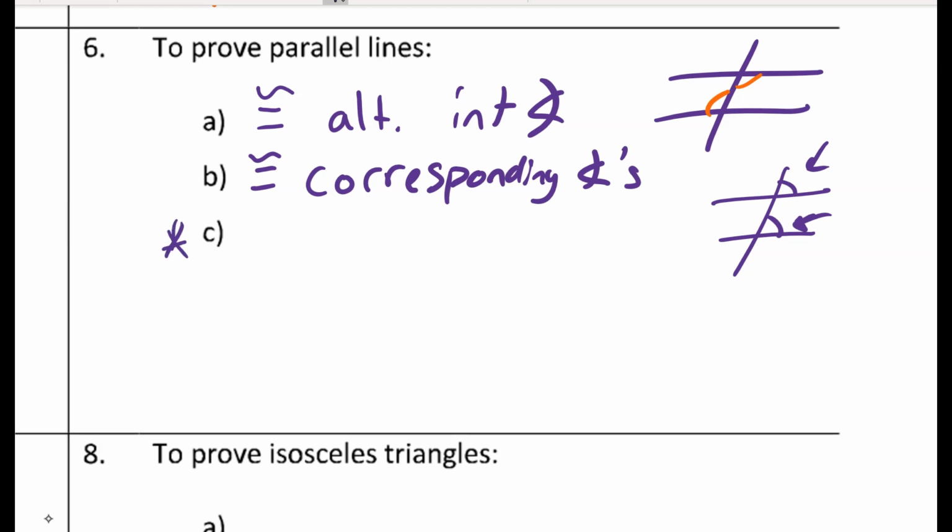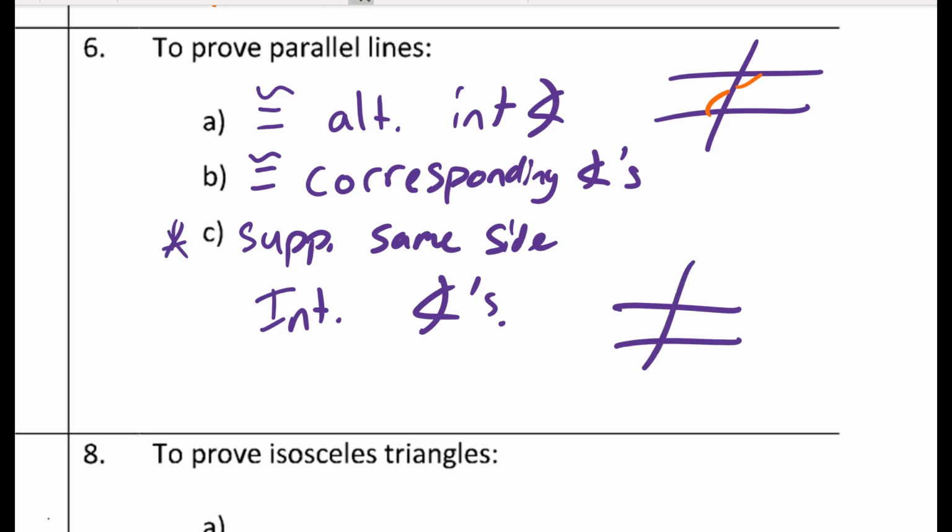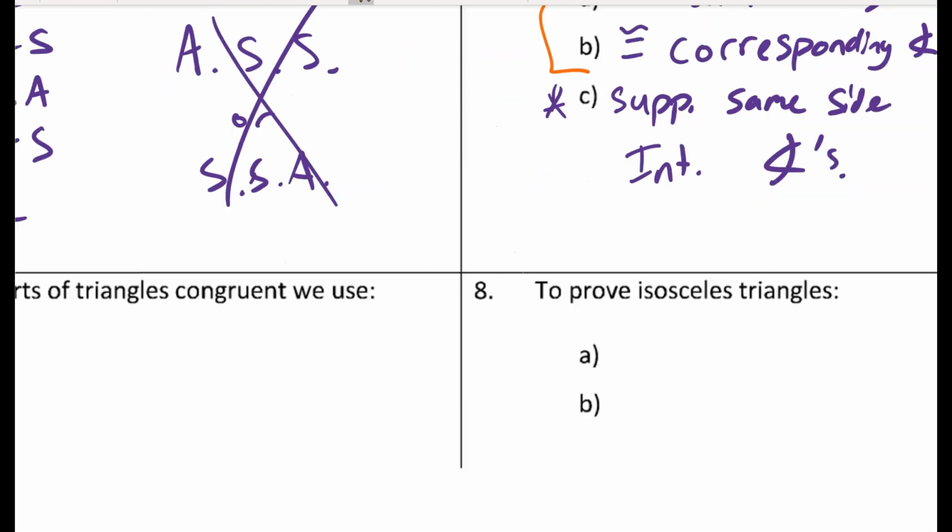And then one that you really won't use too often, but it's still good to know, is supplementary same side interior angles. And what I mean by that is if I've got two parallel lines, then this angle and that angle are supplementary, and that angle and that angle are supplementary on the inside. So if you could prove that those are supplementary, then you have that the two lines are parallel. But you'll really be sticking with A and B for most of them.